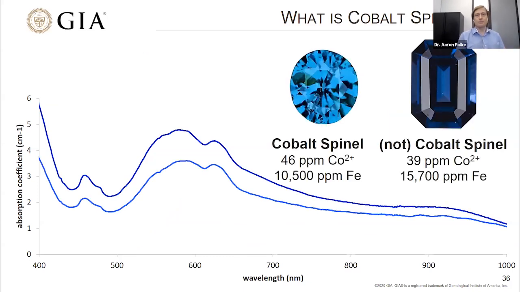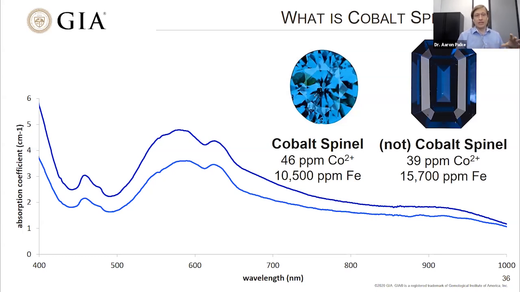We can start to see some limitations to UV visible spectroscopy on its own. While we can identify the presence or absence of cobalt in these two spinels, that alone can't really help us fully in making these cobalt spinel calls. Now, one thing I would point out, these are the two spectra of these two stones shown side by side. I'm showing also the chemistry of these two stones. On the cobalt spinel, we have 46 parts per million cobalt, 10,000 parts per million iron.